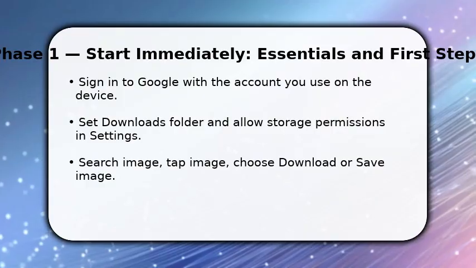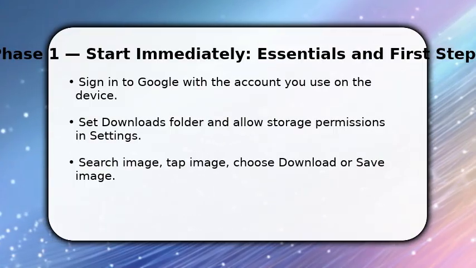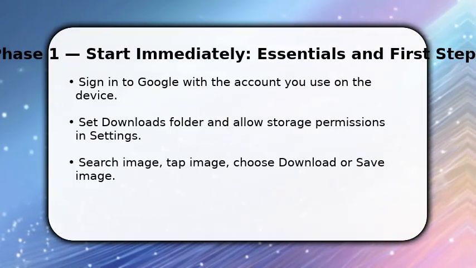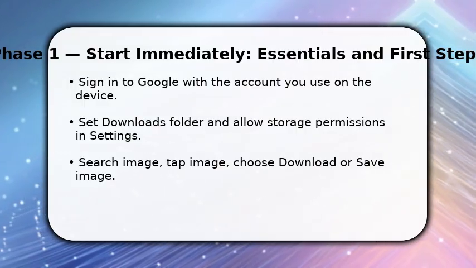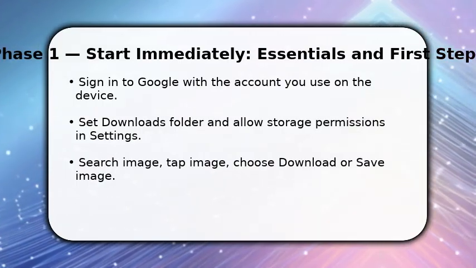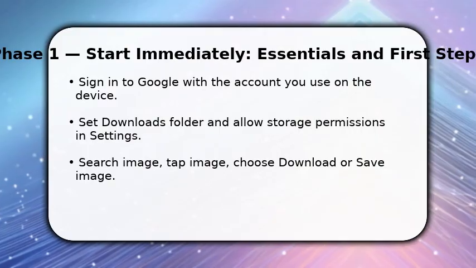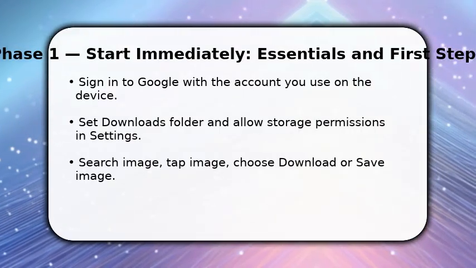Enjoy the video. Start by ensuring you are signed into Google on the device and have storage permission enabled. You want to save directly, so search for the image. Tap to open the full view and choose Download or Save Image. This writes the file to your device's Downloads folder. Do this because direct saving preserves original resolution and avoids extra steps.